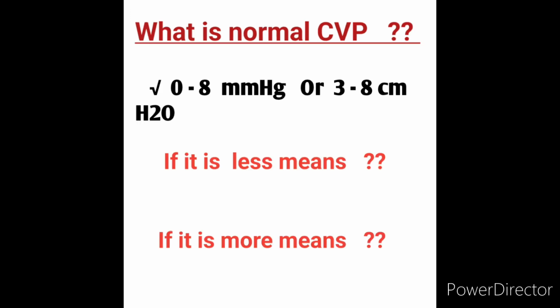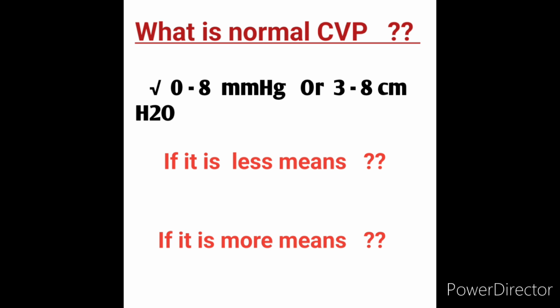Next we will see what is normal central venous pressure. The central venous pressure is an assessment of venous return, blood volume and indirectly of cardiac output. The normal CVP is between 0 to 8 mm of Hg or 3 to 8 centimeters of water. Here if it is less, what happens? If it is more than this value, 0 to 8 mm of Hg, what will happen? We will see now, when we call it hypovolemia and hypervolemia.